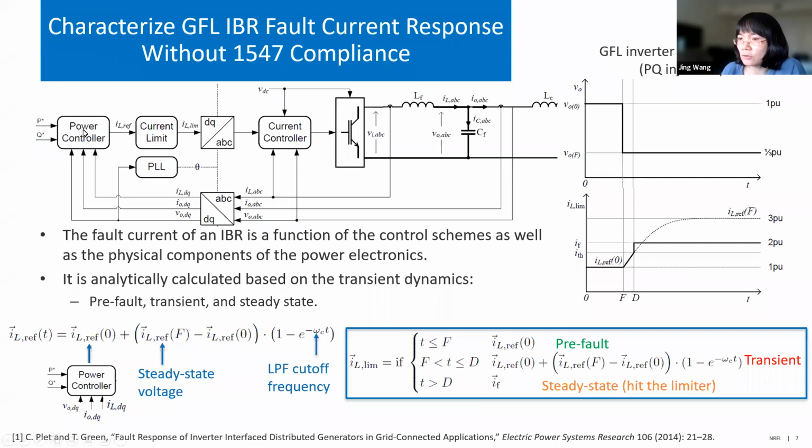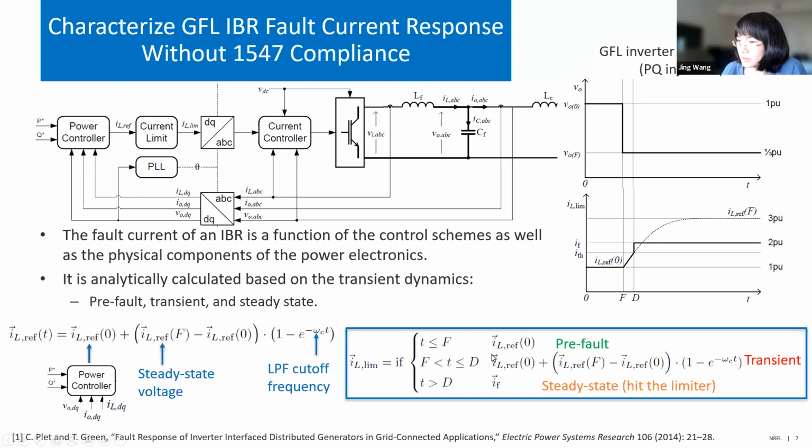We have a power control, current limiter, and then current control, and also the PLL. The fault current of an IBR is a function of the control scheme as well as the physical components of the power electronics. Analytically, we can calculate the fault current of the IBR grid following inverter. Like here, you can see it has a steady state and a transient state.